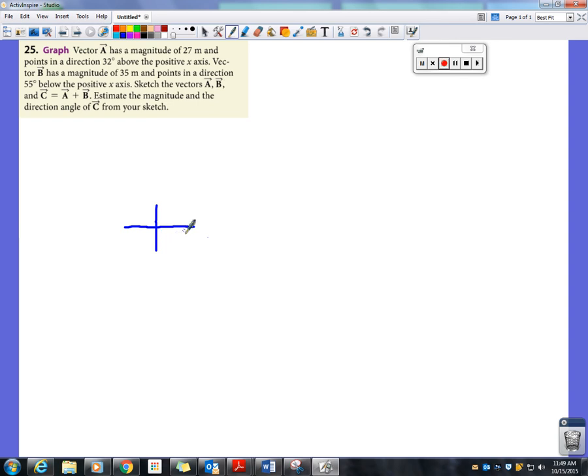And when you say 32 degrees above it, we're thinking exactly that, 32 degrees above it. So from here, the 32 degrees, we'll say is about right there. All we have to do for right now is estimate. And it has a length, or a magnitude, of 27 meters. So we'll make that about 27 meters long. We'll call that vector A, 32 degrees, and magnitude 27 meters. Let me make this a little bit smaller.